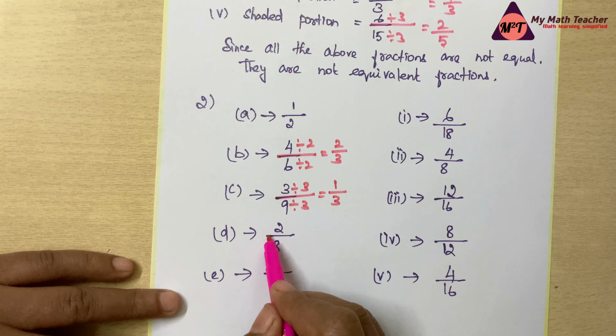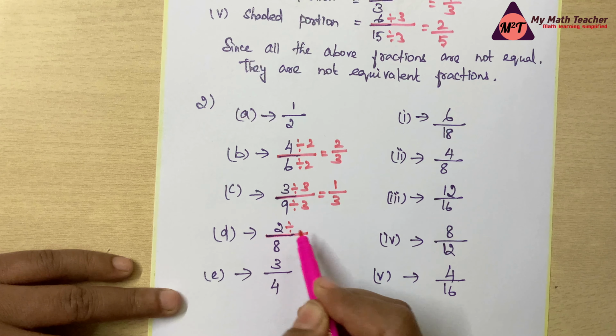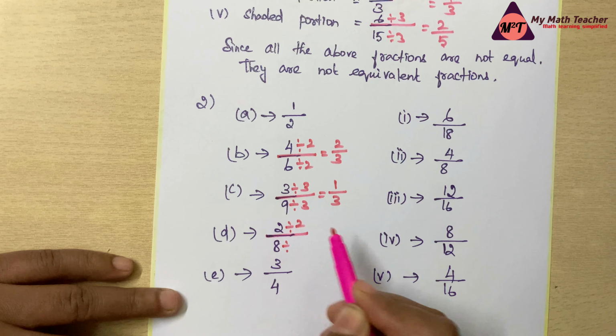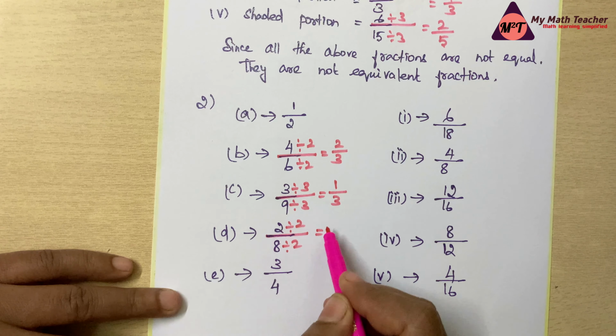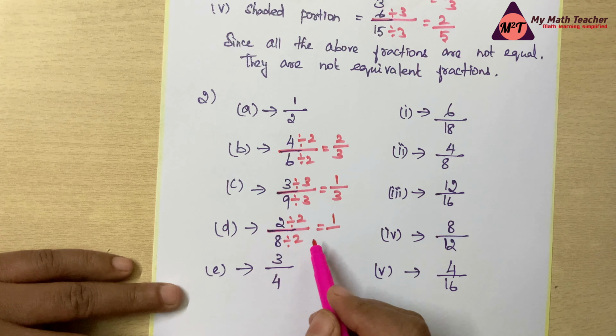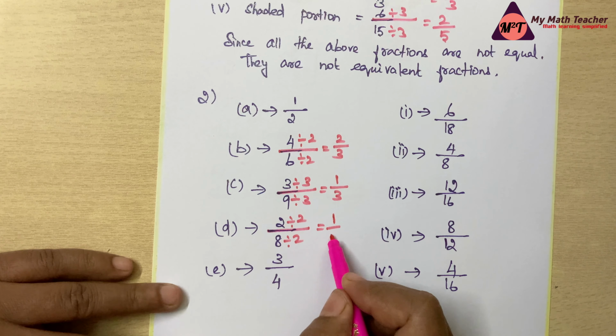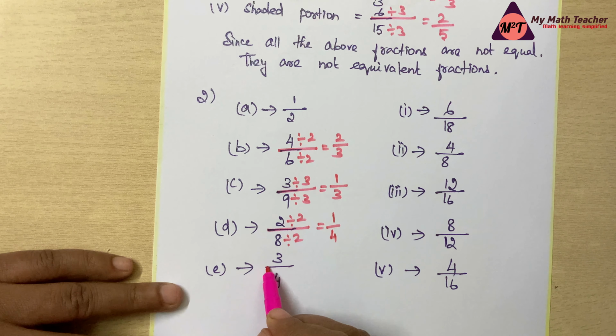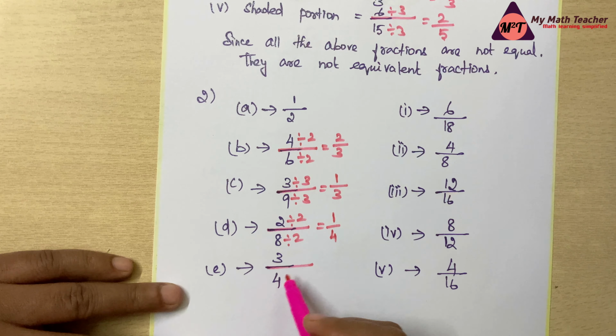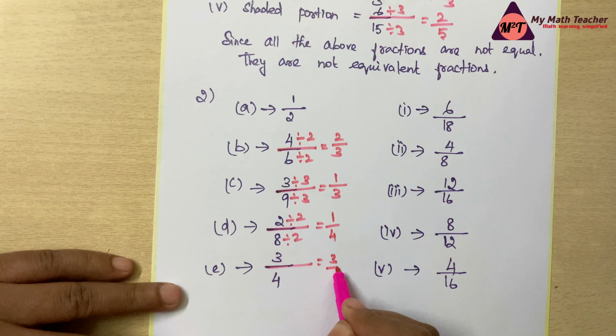Okay. Here 2 by 8. Divide both the numbers by 2. 2 divided by 2 is 1, whereas 8 divided by 2 is 4. Next, the last one, 3 by 4. You can't divide further. So keep it as it is, 3 by 4.